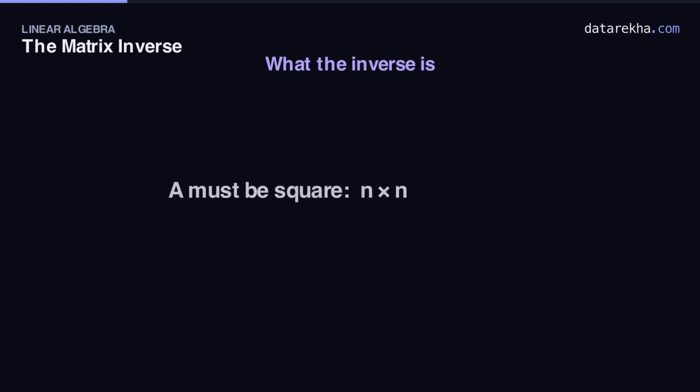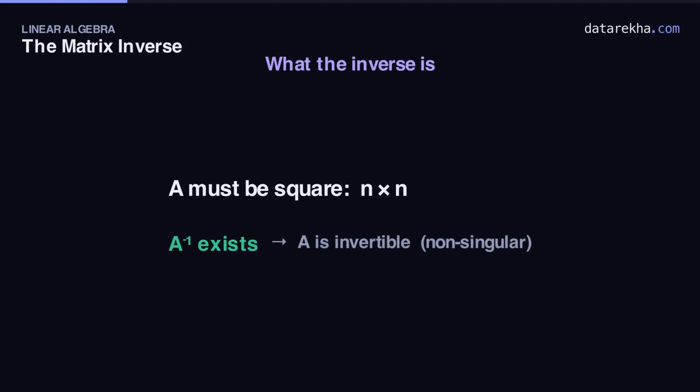Two ground rules. First, only square matrices, n by n, can have an inverse in this sense. You need the same identity on both sides. Second, some square matrices simply have no inverse. When the inverse exists, we call the matrix invertible or non-singular. When it doesn't, we call it singular. Those two words come up constantly, so it's worth pinning them down now.